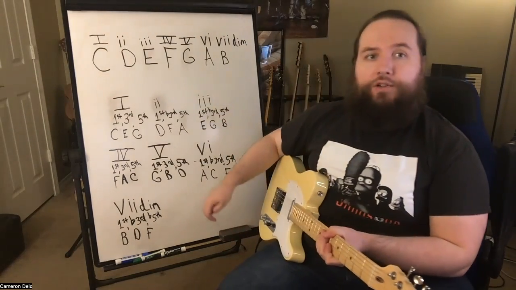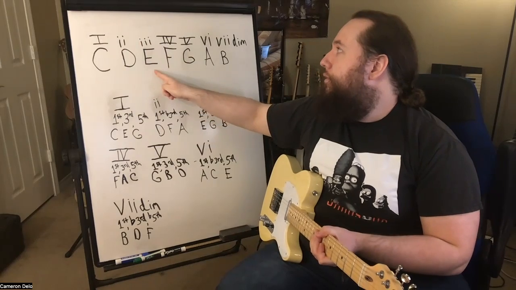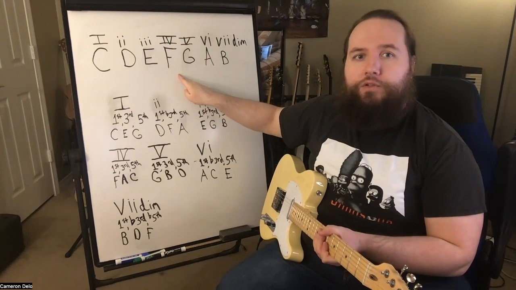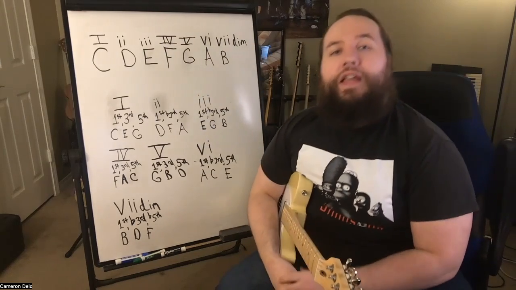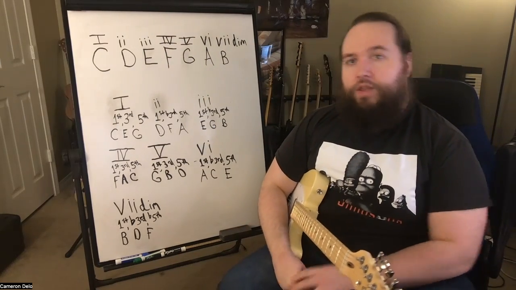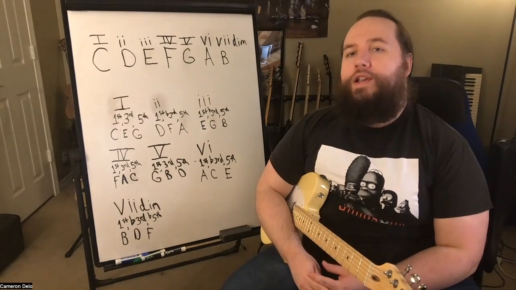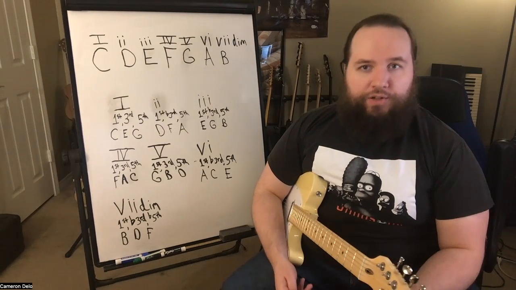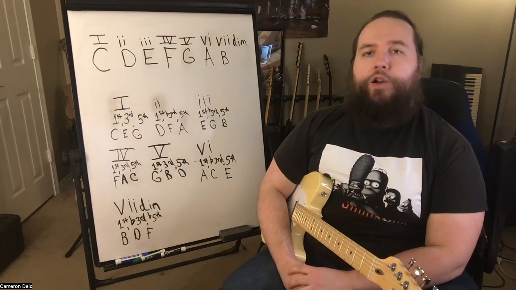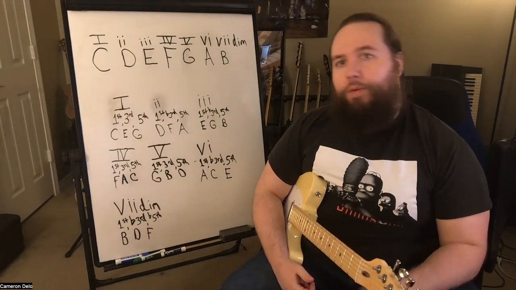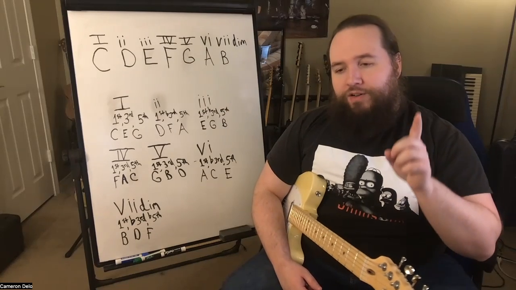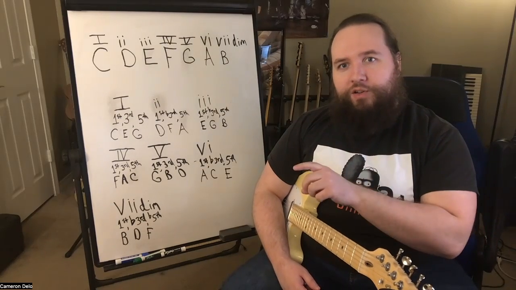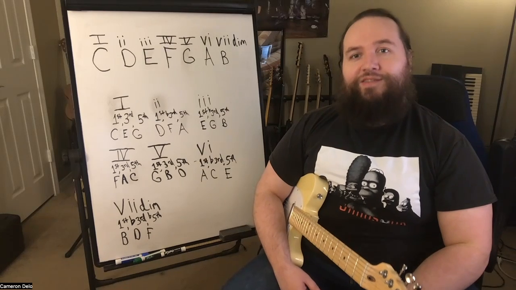So you've got a 1 major, 2 and 3 minor, 4 and 5 major, 6 minor, and 7 diminished. That is always the case when you're doing a major scale. It changes if you switch to minor or harmonic minor, but a major scale is always going to have that same order of major, minor, minor, major, major, minor, and diminished.